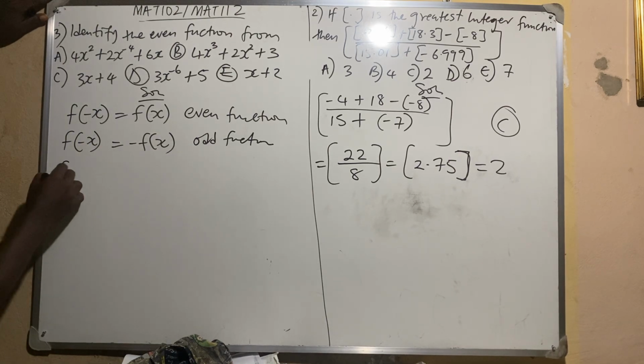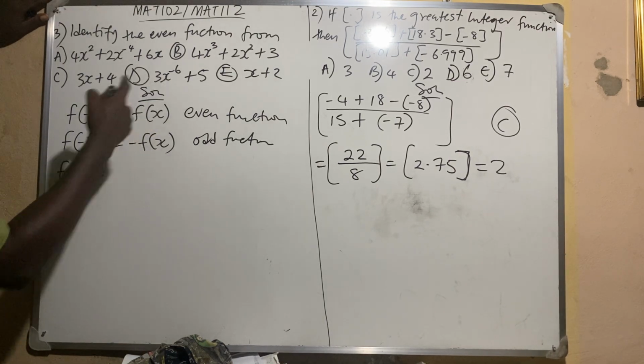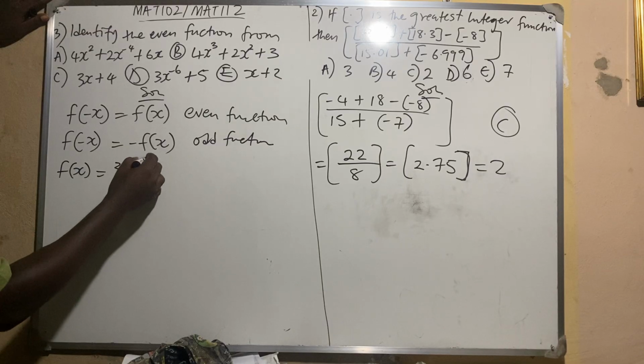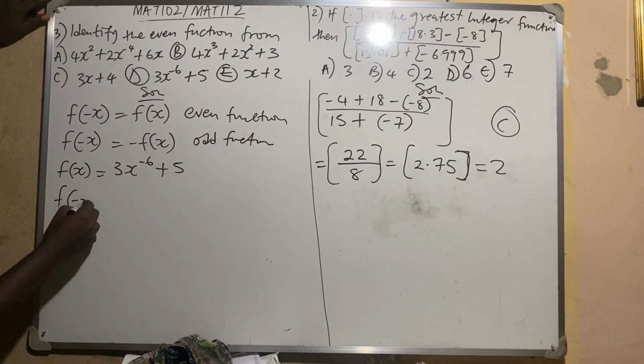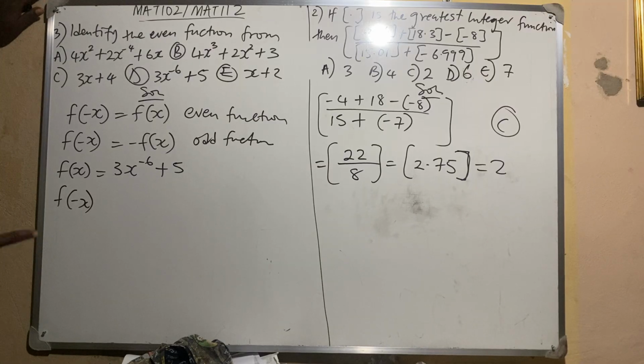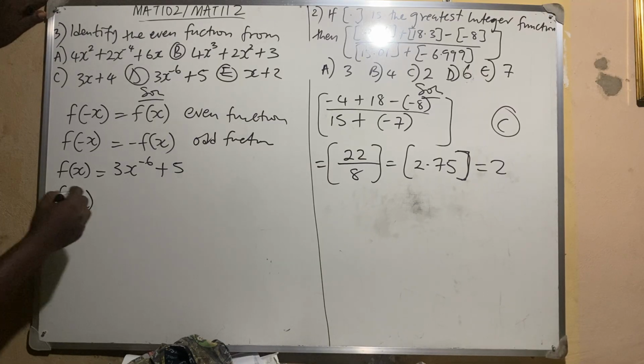So let's say that our f of x is equal to 3x raised to the minus 6 plus 5. Let us now check f of minus x. It means anywhere we see x, we'll put minus x in it. So this is what?